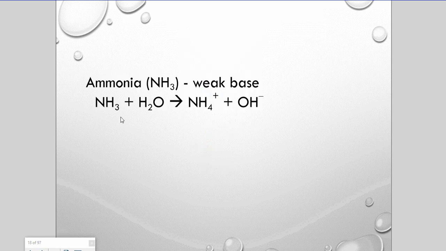Ammonia, being a weak base, does not ionize completely either. When ammonia is passed through water, only a bit of it ionizes to form ammonium and hydroxide. Most of it stays in gas form.